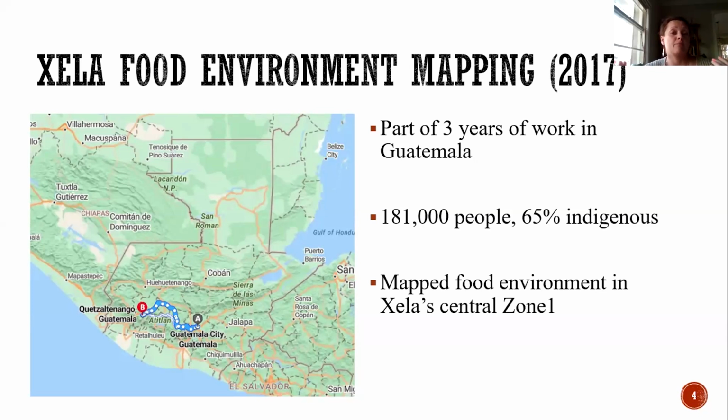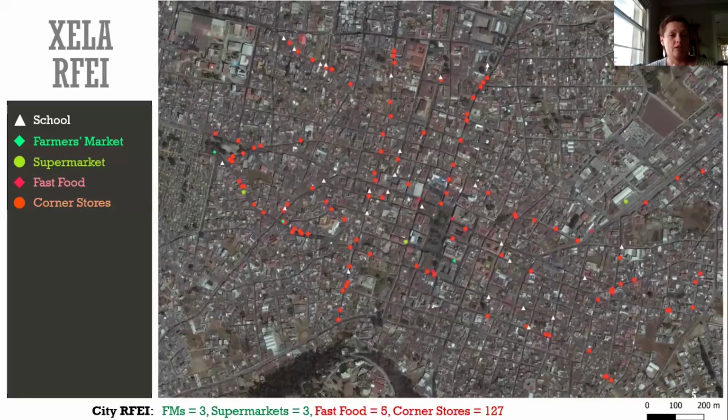I walked around and mapped anywhere that I saw food being sold or advertised in the central zone of the city to try to understand its food environment. When I took my data, which included over 700 points, and applied the 4 categories of the RFEI, this is what the map of Xela looked like.